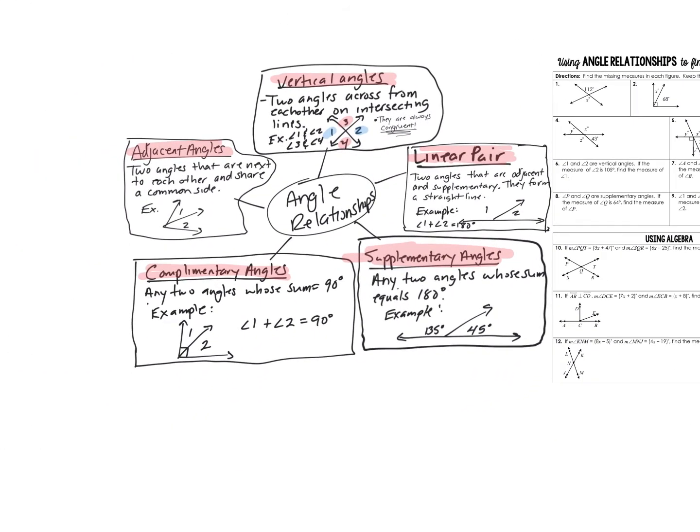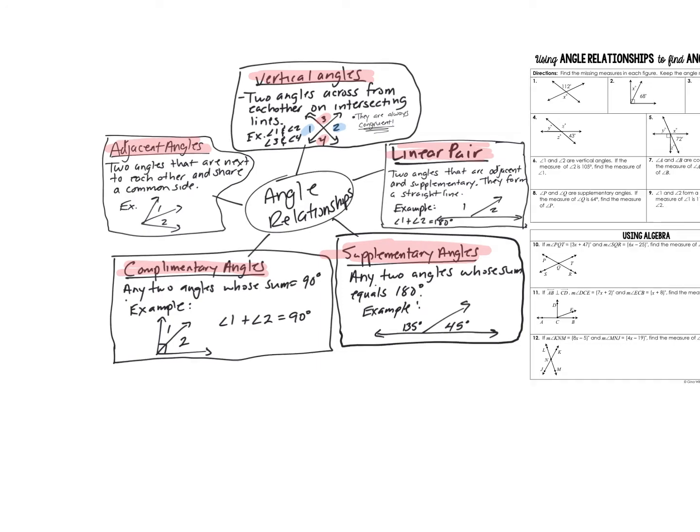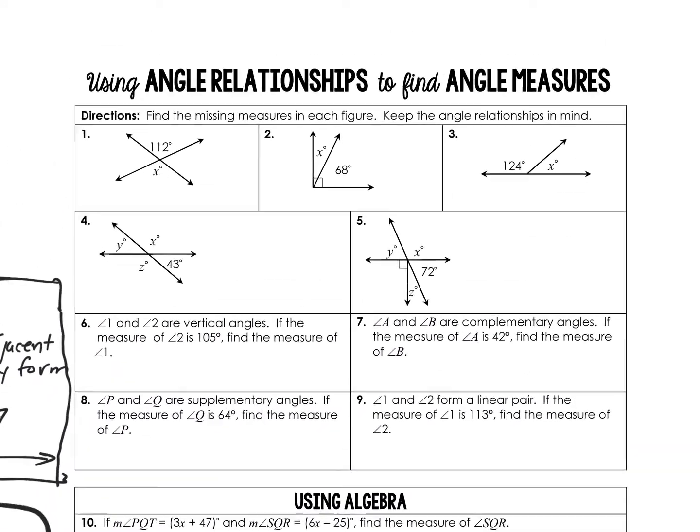All right, so my 5 angle relationships. Let's recap. Vertical angles, 2 angles across from each other on intersecting lines, and they are congruent. Adjacent angles, 2 angles that are next to each other and share a common side. Complementary angles, any 2 angles whose sum equals 90 degrees. Supplementary angles, any 2 angles whose sum equals 180 degrees. And linear pair, 2 angles that are adjacent and supplementary. They form a straight line. So we've learned about the different types of angle relationships. Now let's answer some questions.